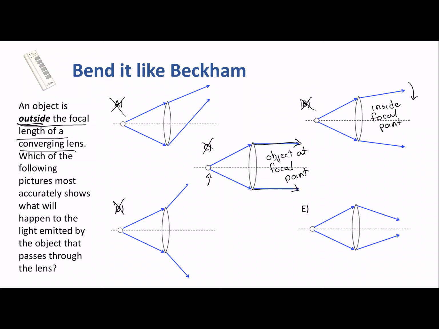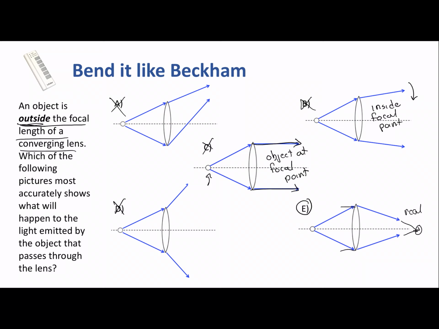Oh wait, D doesn't even make any sense. D would be what you would get from a different kind of lens. The answer we're going to come up with is E. If an object's outside the focal length of a converging lens, it's far enough away, the light is entering the lens at a shallow enough angle that the lens can reconverge the light on the other side, and that's when you're going to create a real image over here.